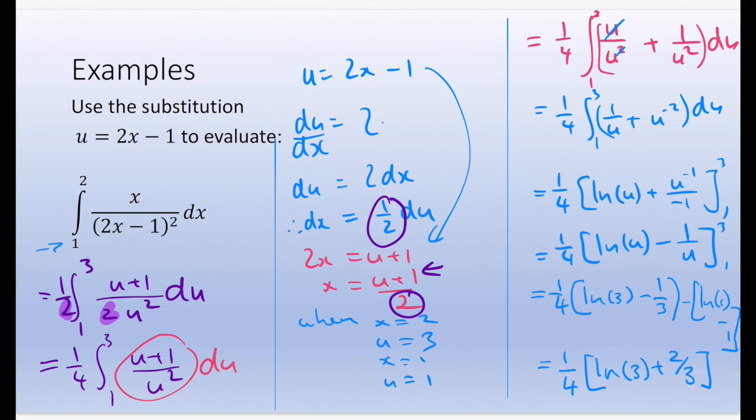All right. So it's dot, dot, dot. There's not too many steps in between there. But that's it. Hopefully this makes sense.